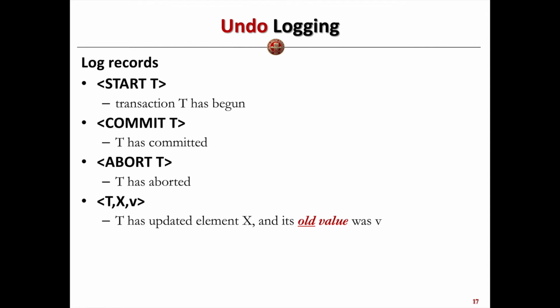With this line, if we plan to do the undo, we know we have to recover X to its old value. In this way, we can eliminate all the effects of transaction T, because T is not committed and we have to roll back X to its old value. This V, for undo logging, denotes the old value for the variable X. So these are the basic records we can see in undo logging.